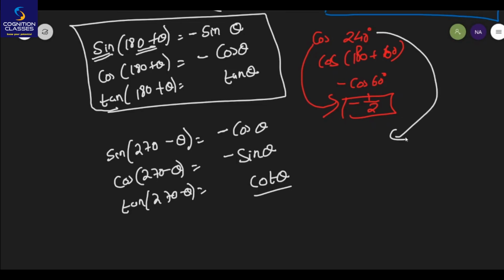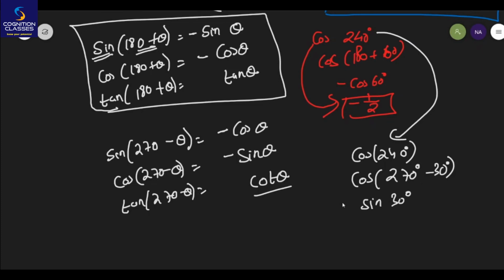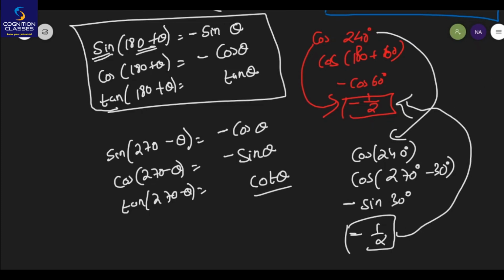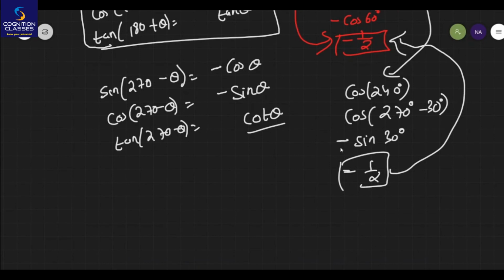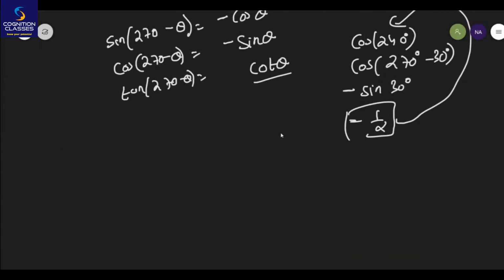Now let's consider the same example. We need to find the value of cos 240 degree. Cos 240 degree can also be written as cos of 270 degree minus 30 degree, correct? So cos 270 means axis of change, so this will become equal to sine 30 degree, and in the third quadrant cos is negative, so we will have to apply a negative sign here, and the value of sine 30 is 1 by 2. So again we got the same value as we calculated in the other case as well. I hope now you are able to understand the 270 degree axis also.